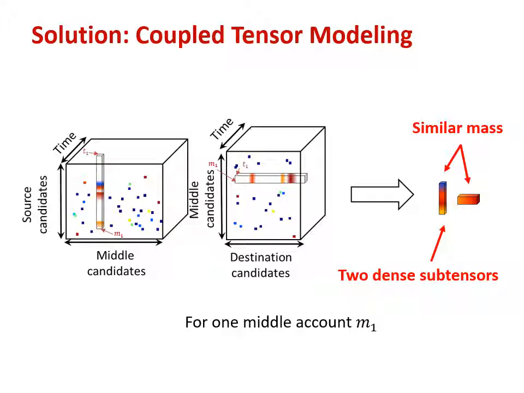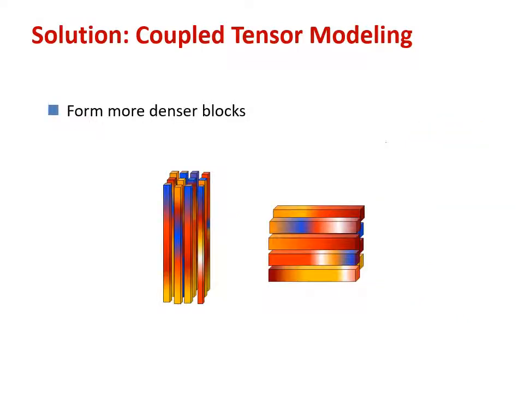We use blue for a low volume of funds and red for a high volume. If we extract the suspicious transfer flow which starts from the source, ends at the destination, and is done in the same time bin, we can obtain two coupled dense subtensors which have similar mass. Moreover, all suspicious middle accounts will be gathered into two even denser blocks, like cubes. So we want to spot such dense blocks from the original coupled tensors.